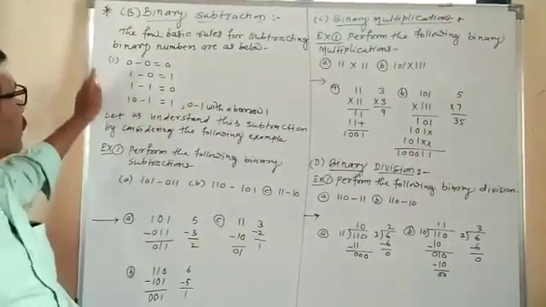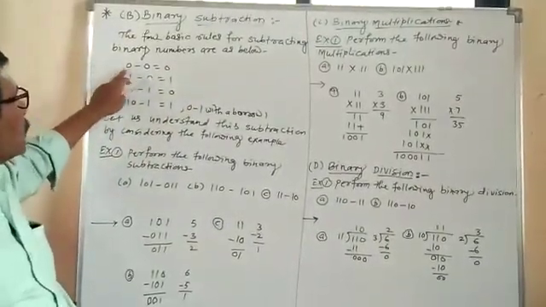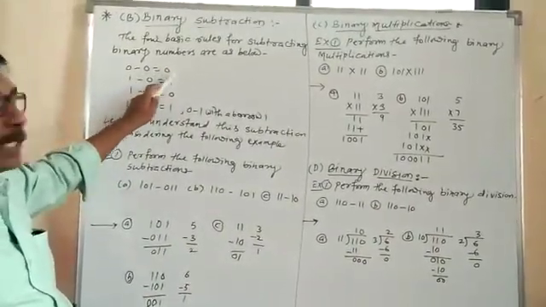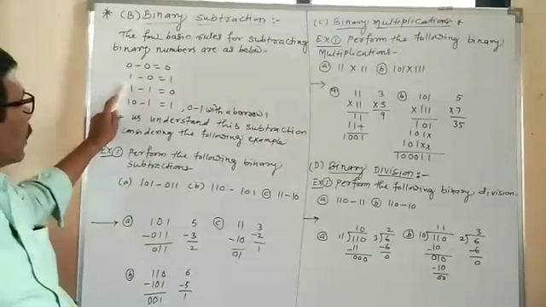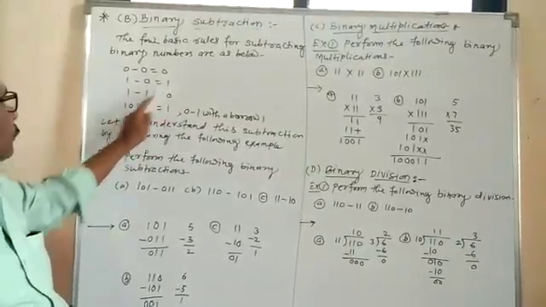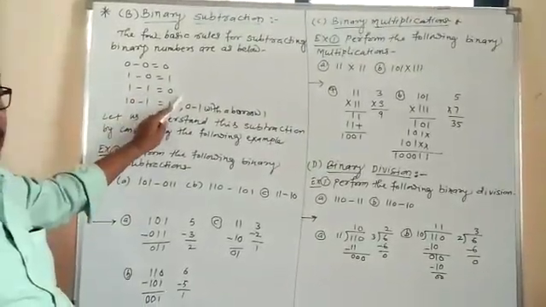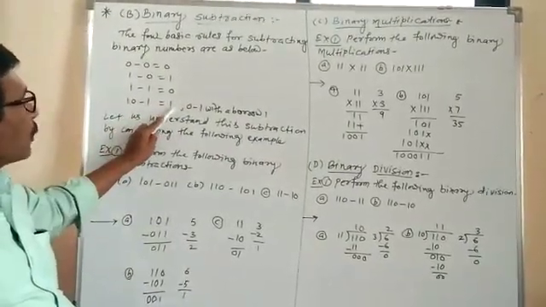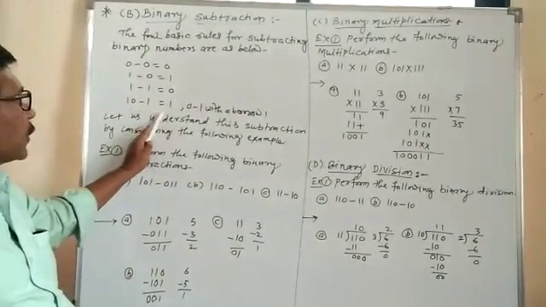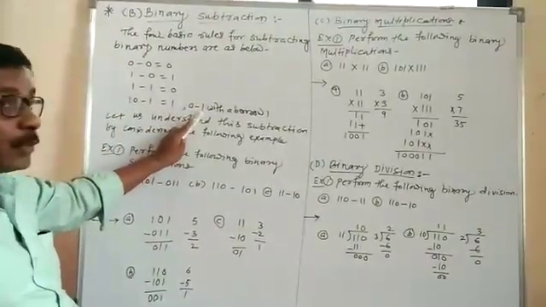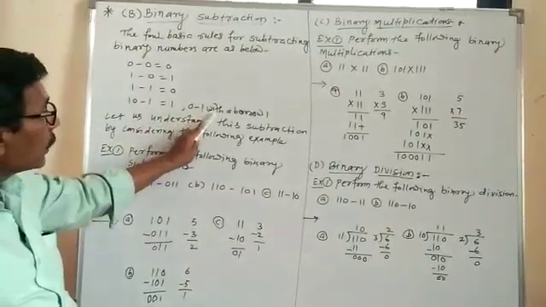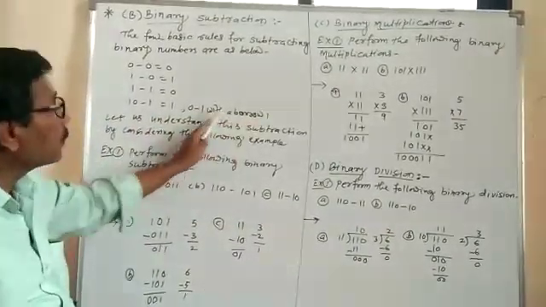First rule: 0 minus 0 is 0. 1 minus 0 is 1. 1 minus 1 is 0. And 0 minus 1 is 1, but here in this subtraction, for 0 minus 1 we have to take a borrow of 1.